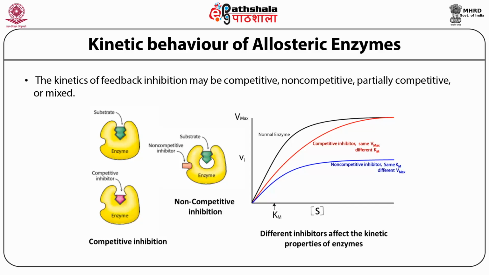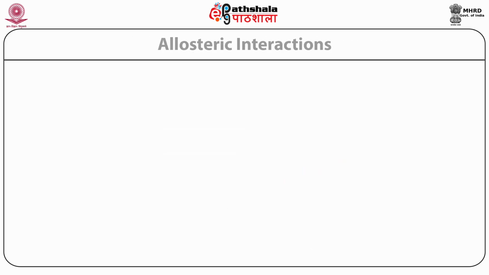When the graph is plotted in all these cases between the reaction velocity and the substrate concentration, the competitive inhibitors show the same Vmax, but the Km value will be different, because the substrate and inhibitor can have different affinity for the active site. However, in case of a non-competitive inhibitor, the Km will be the same, but the Vmax will be different.